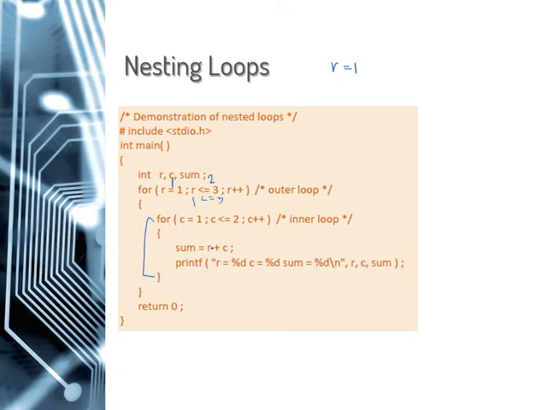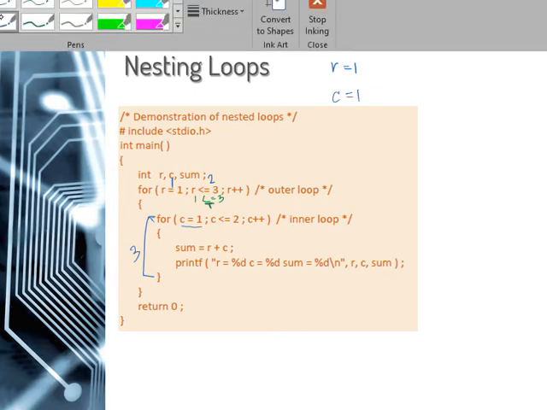So 1 less than equal to 3. This is basically true. And then kanina dayon ang sunod na execute. Since this is a for statement, we'll execute this as a for statement. So here we initialize c equals to 1. Okay. Now let us test.